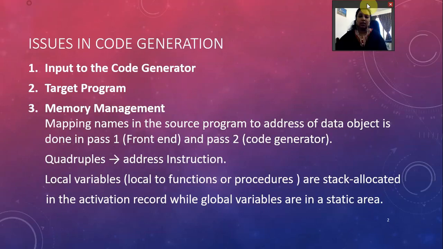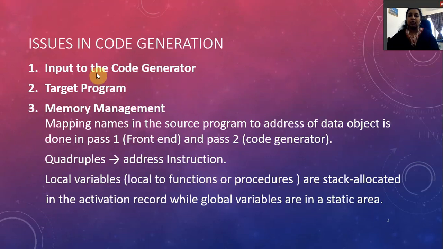Now, what are the issues in the code generation phase? The first one is the input to the code generator. What kind of input are we really going to provide? Are we going to give the intermediate code in terms of a 3-address representation, or are we going to produce it in terms of a triple or quadruple? What type of representation, such as the syntax tree, is given as input to the code generator does matter. So we have to look into what the input for the code generator is.